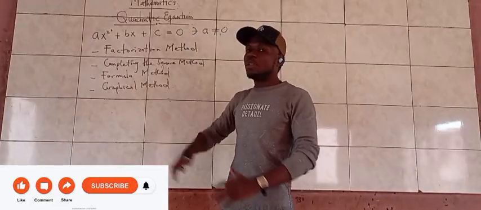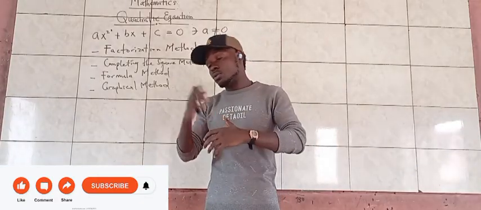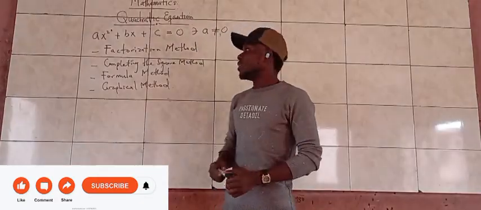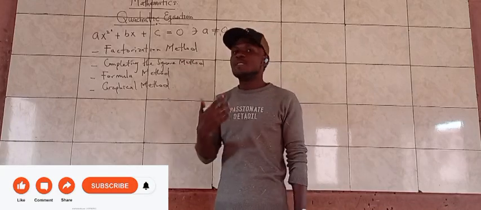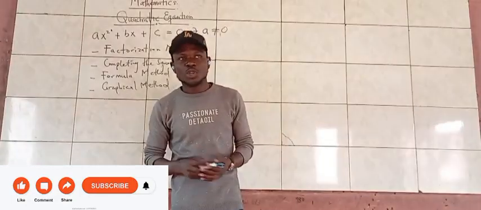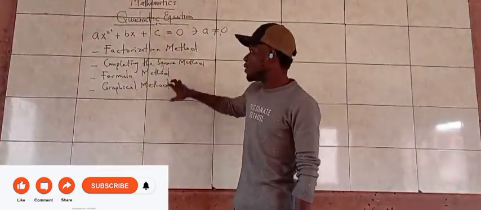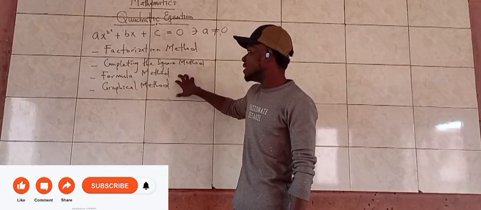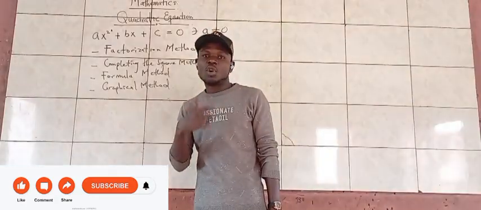Yes, this is the graphical method to solving a quadratic equation. So this completing the square method to me is more like an analytic method of solving the quadratic equation. So we're going to start from how the formula method is derived from the completing the square method. How is the formula method derived from completing the square method?